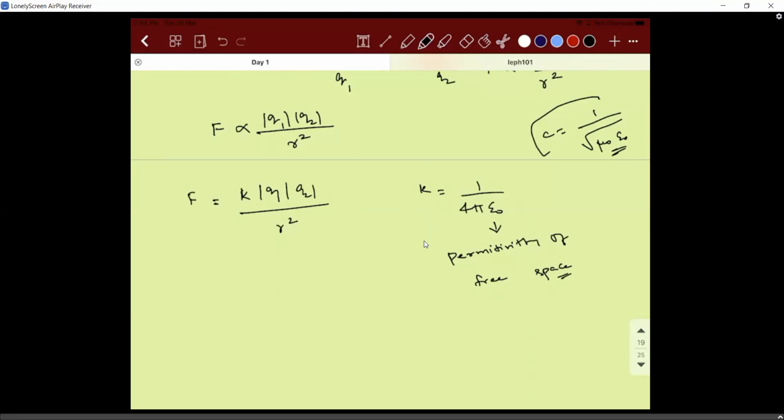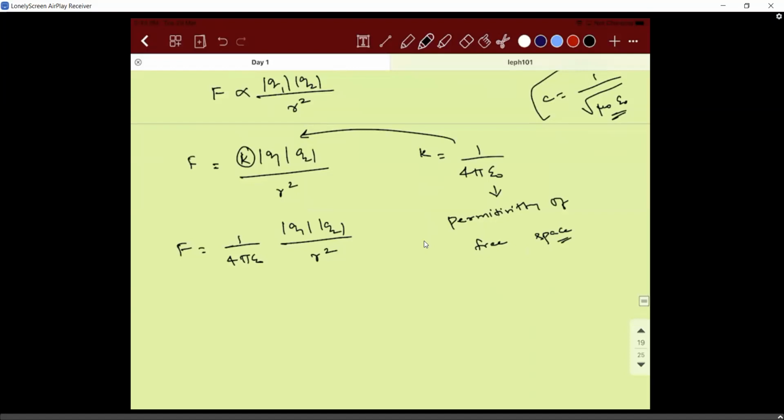Having said all these points, F will be equal to, in the place of K, I can replace it with this parameter: 1 divided by 4 pi epsilon naught into magnitude of Q1 into magnitude of Q2 divided by R square. The value of this 1 by 4 pi epsilon naught is going to be 9 into 10 power 9. It is a calculated value from the speed of light, which I told you. Can you tell me the units of it? Try to rearrange them. Newton meter square per Coulomb square.